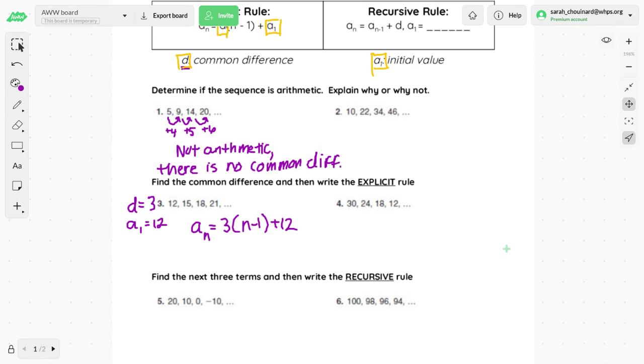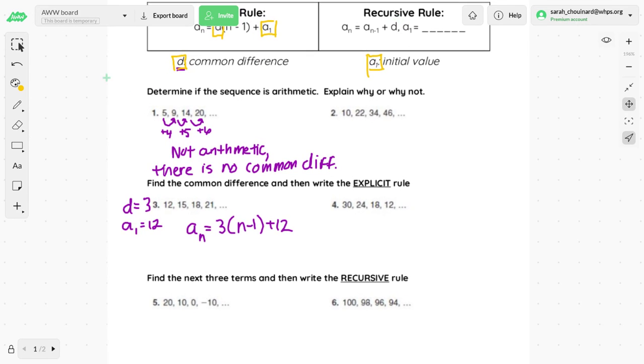Now for this one, they want us to find the next 3 terms and write the recursive rule. So for the recursive rule, it's the same thing. We're going to plug in what d is, and we're going to plug in what a sub 1 is. Everything else just stays the same. So let's find our 2 parameters. So d is negative 10, and a sub 1 is 20.